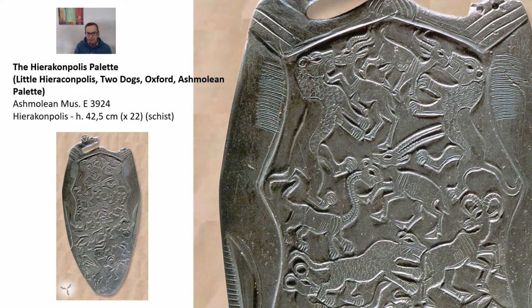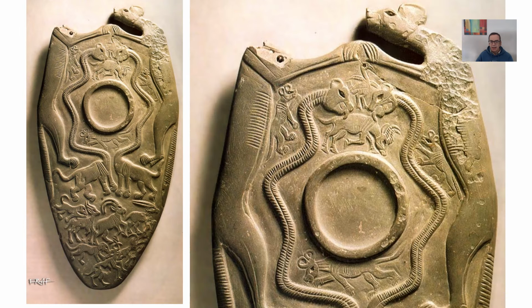This is another palette called the Hierakonpolis Palette. And what you can see here is it's a symbol of hunting, sometimes a symbol of royal power, but certainly hunting. You can see lions going after deer. And then on the back, you can see sort of these mythical creatures again.